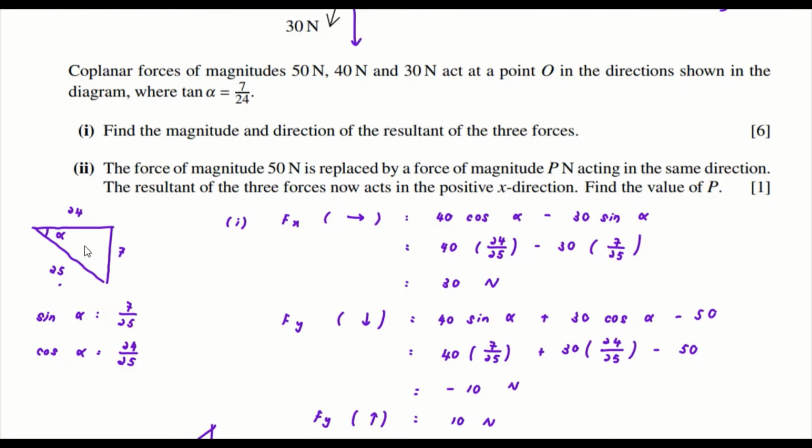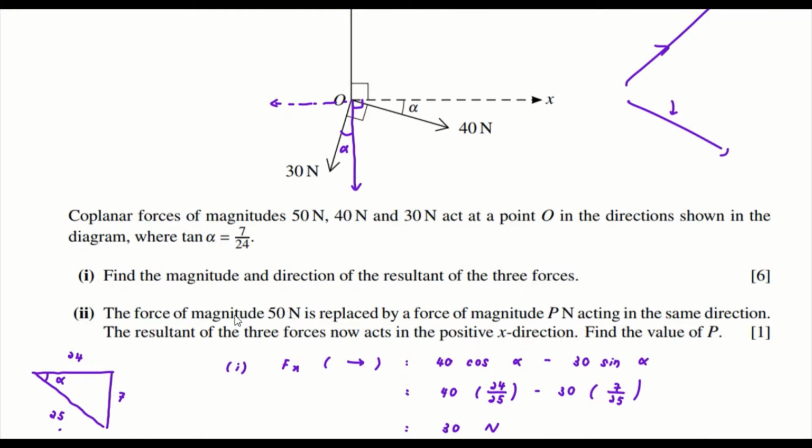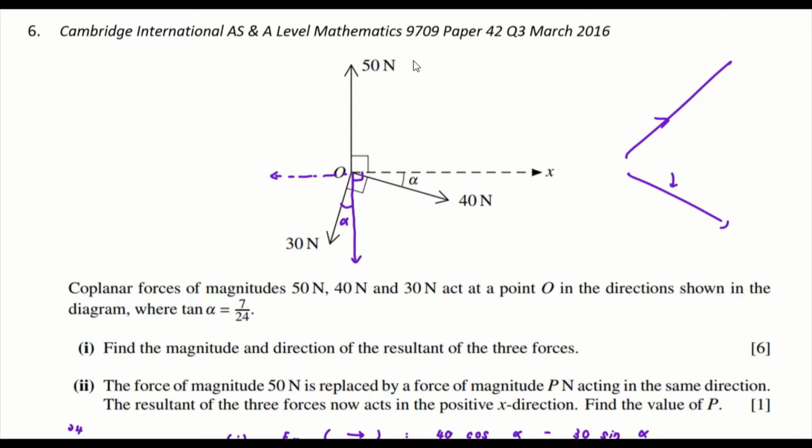Okay, so now number two. Yeah, so this is a one-question part. Normally we know that this question is the critical thinking part, which you do not need to really do any calculation. It's from your understanding and you try to get the answer. So the force of magnitude 50 is replaced by a force of magnitude P. Which means it's going to be replaced by P Newton acting in the same direction here. Okay, so the resultant of the three forces is now exactly here already. So they want us to find the value of P here.